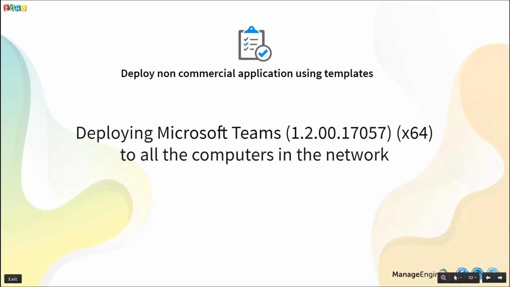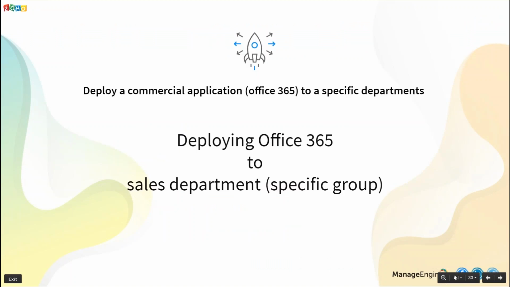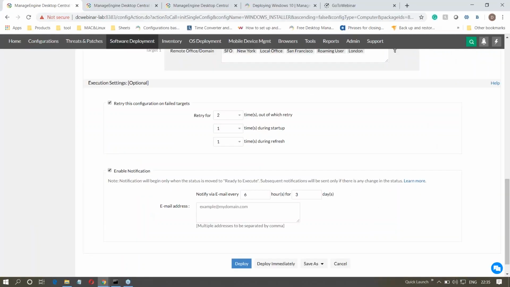Now let's move on to his second task, deploying Office 365 to the sales department. It's a commercial application and their target is only for a specific department. We'll move back to the console.